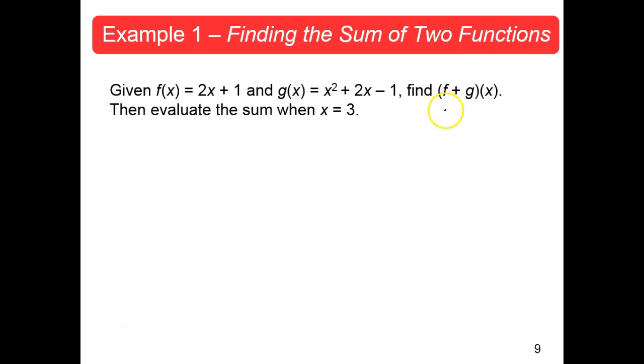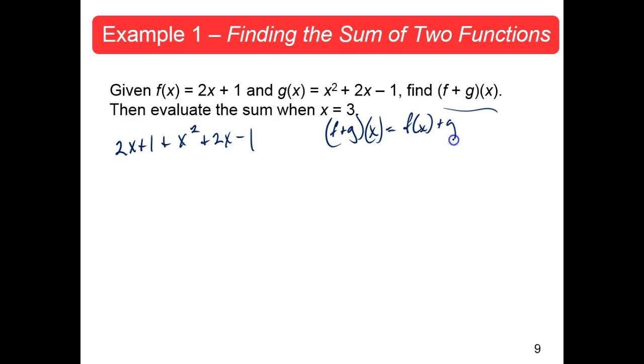Okay, not yet. We want to first find f plus g of x. Okay, so we write down 2x plus 1. That's the f of x plus x squared plus 2x minus 1. Okay? Now, basically what we're doing here, folks, is that f plus g, the sum function, is simply f of x plus g of x, just like it appears. And that's what we did.